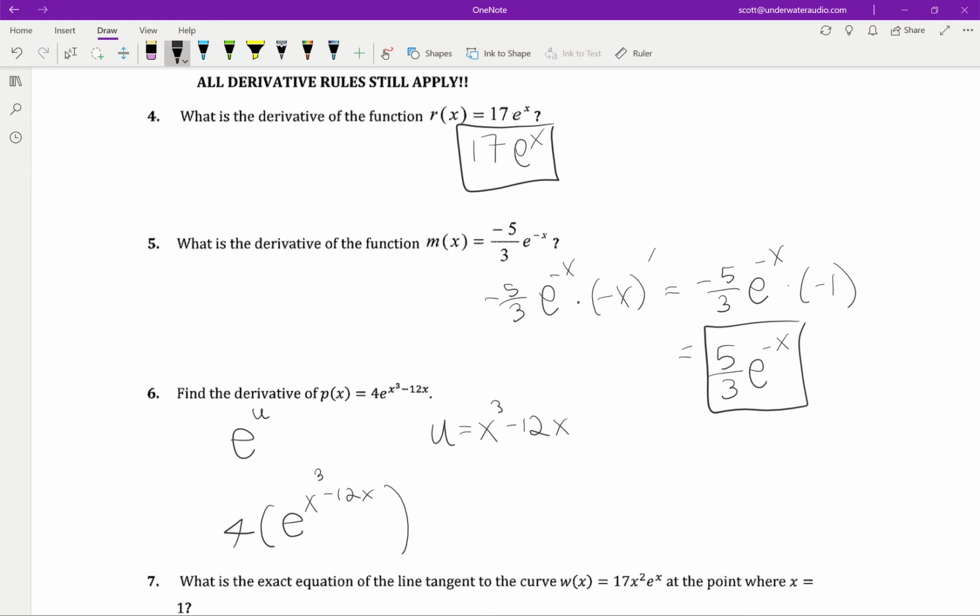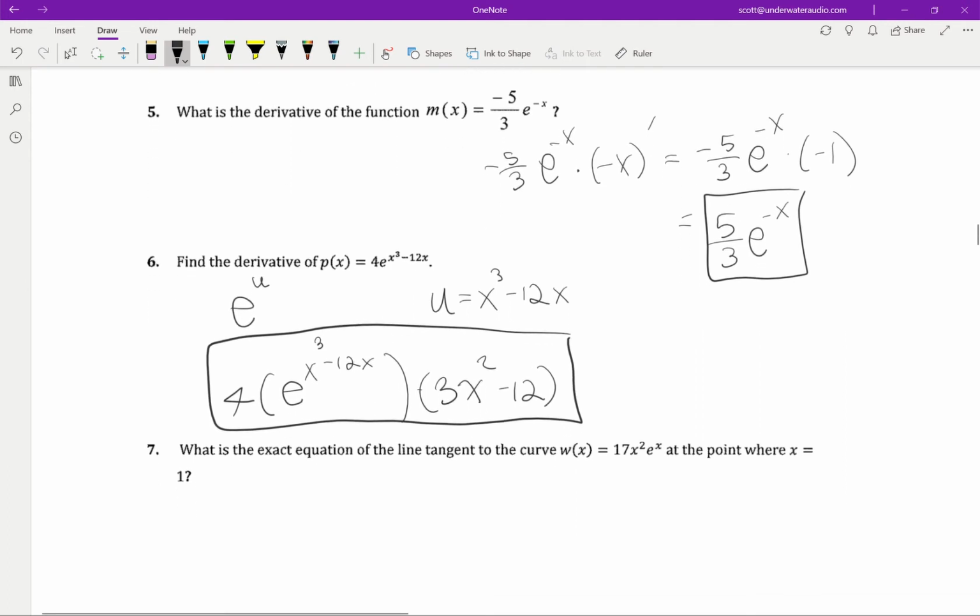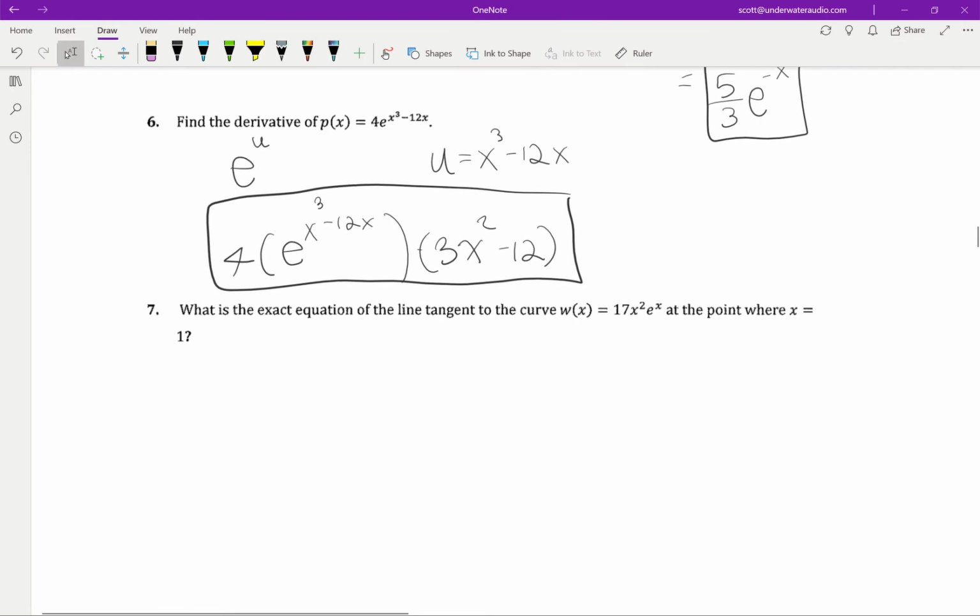So that's because when I think of taking the derivative of e to the u, it's just e to the u. Now I need to take the derivative of u, which would be 3x squared minus 12. Pretty cool.